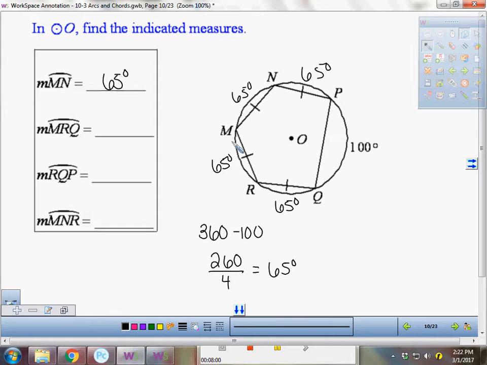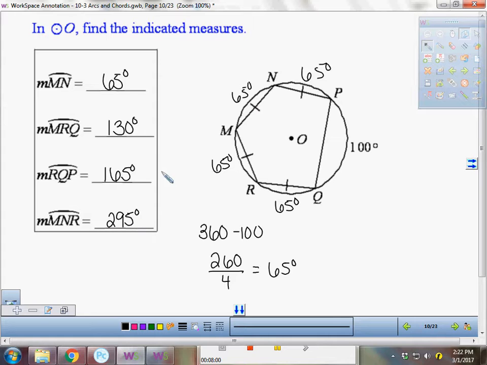MRQ, that would be these 2 pieces. I add them together, 65 and 65 would give me 130 degrees. RQP would be the 100 and the 65. Well, that gives me 165. And then MNR, which would be everything but the 65. So that would give me 295.